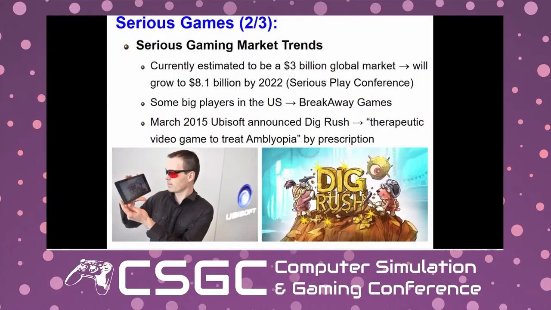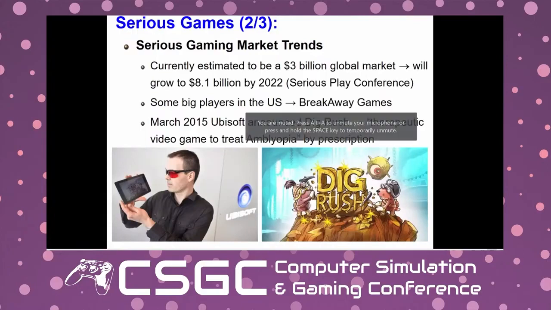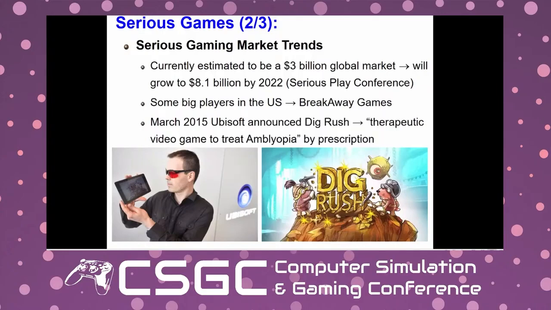And in March of 2015, Ubisoft announced Dig Rush. Dig Rush is the first therapeutic video game to treat amblyopia. The interesting thing about Dig Rush is, first off, it was Ubisoft, one of the big players, a big AAA video game maker, that got into the serious gaming field. And the other part was that Dig Rush itself can only be acquired by prescription. So the doctor had to actually prescribe it.